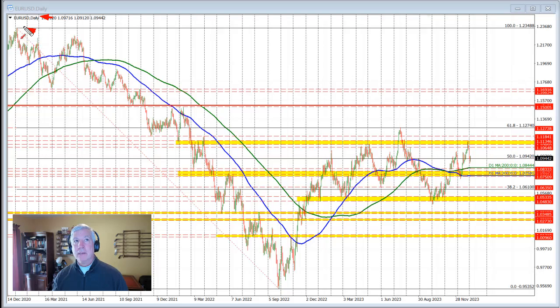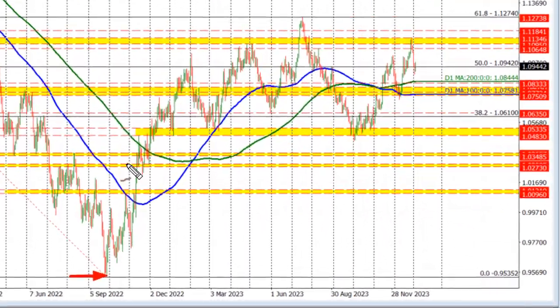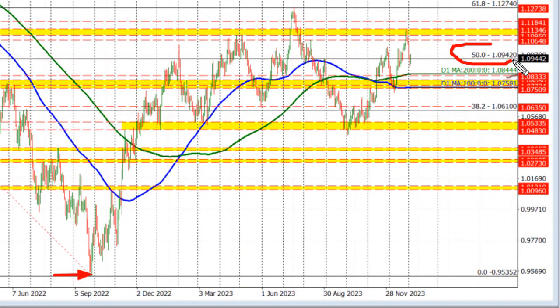And we look at this, we have the high price that goes back to 2020 here. The low price from 2022 is in September. And the 50% midpoint of that move comes in at 1.0942. That's this level right here. And the price currently is trading at 1.0944.